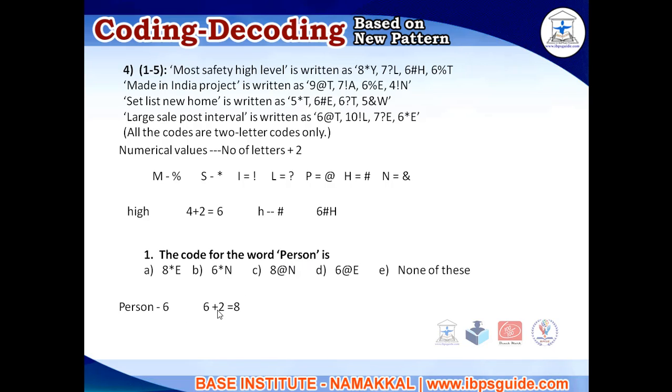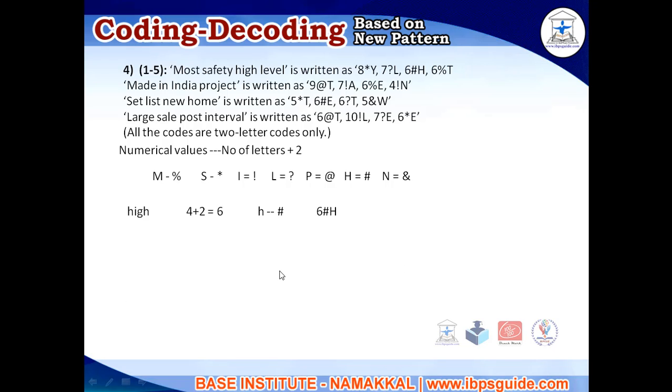We can get the symbol of the first letter P from project and post. Comparing with the other words, we can clearly say for P, at would be the symbol, and then the last letter of the word, N, should be placed at the last in the coded terms. So the answer is C option, that is 8 at N. Okay guys, next we move on to the next question.